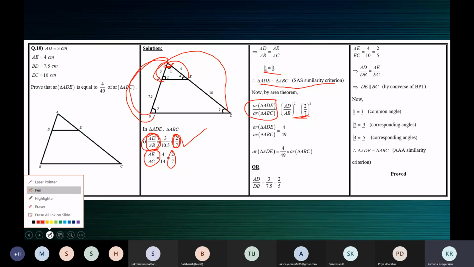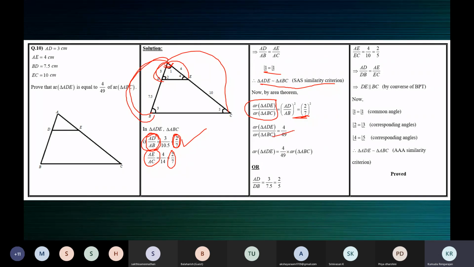So the triangles are similar by the SAS similarity criterion. Then by the area theorem, the ratio of the areas is equal to the square of the ratio of their corresponding sides. So AD by AB the whole square, 2 by 7 the whole square. 3 by 10.5 is 2 by 7. 2 by 7 the whole square is 4 by 49. Cross multiply, you get area of triangle ADE is equal to 4 by 49 into area of triangle ABC.